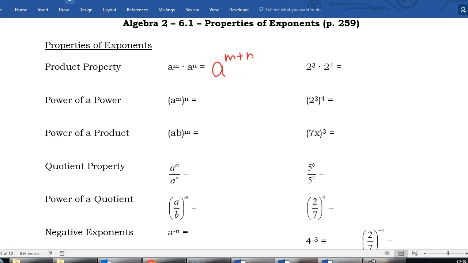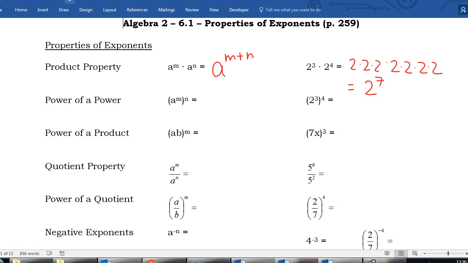So if I have 2 to the third, that's the same as 2 times 2 times 2, times 2 to the fourth, which is 1, 2, 3, 4. So if you notice here, I just have 3 2's and I have 4 2's, so altogether that's the same as 7 2's. So rather than writing them out the expanded way, I could just say 3 plus 4 is 7. My 2 stays 2, and I add my exponents together.